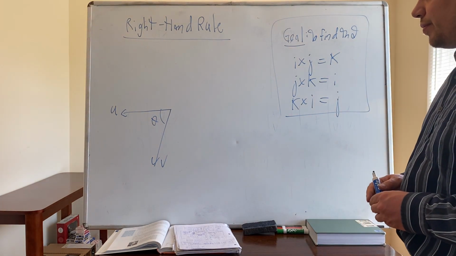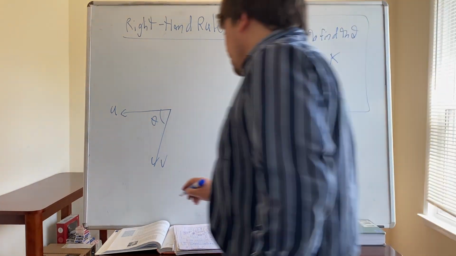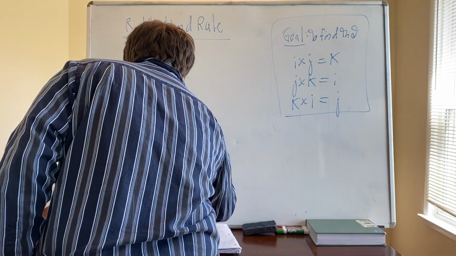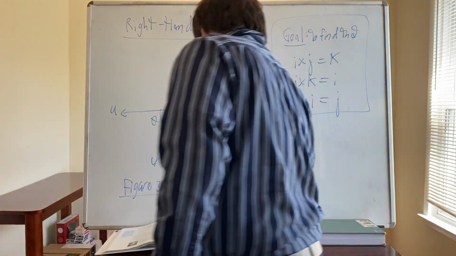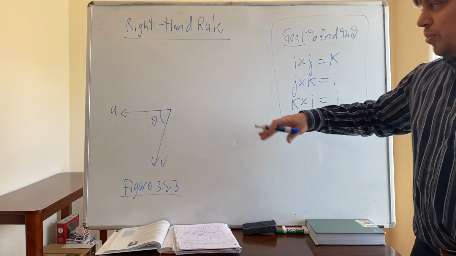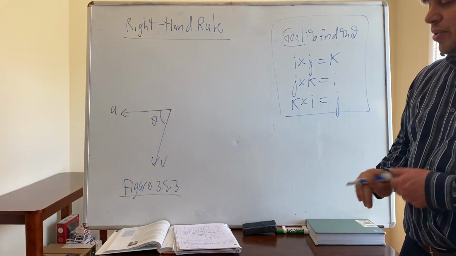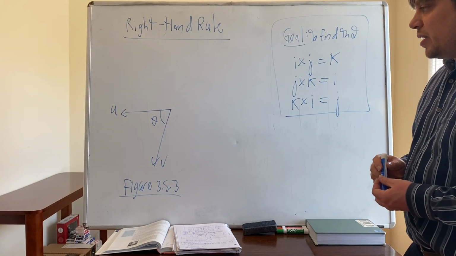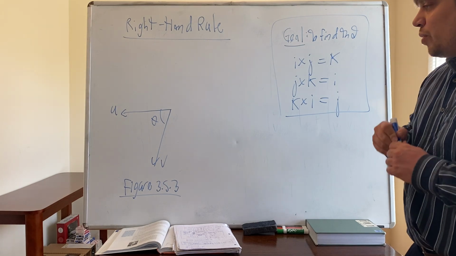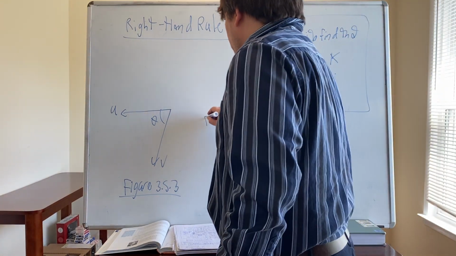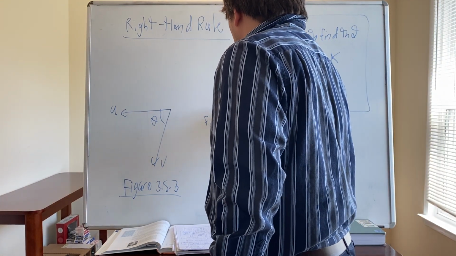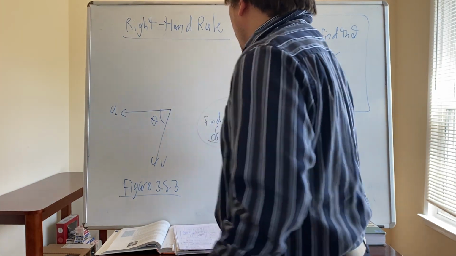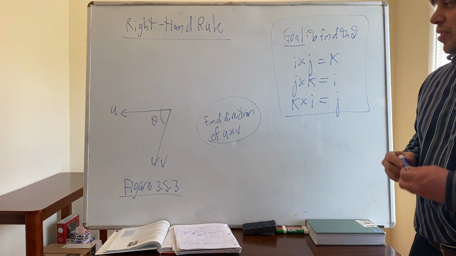It's just going to tell you the direction that it points in. In the book, I'm not done with the figure yet, but when we're done, it will be figure 3.5.3. The picture I'm working on is figure 3.5.3 in the book, if you want to look at it. So what we're going to do here is find the direction of u cross v.